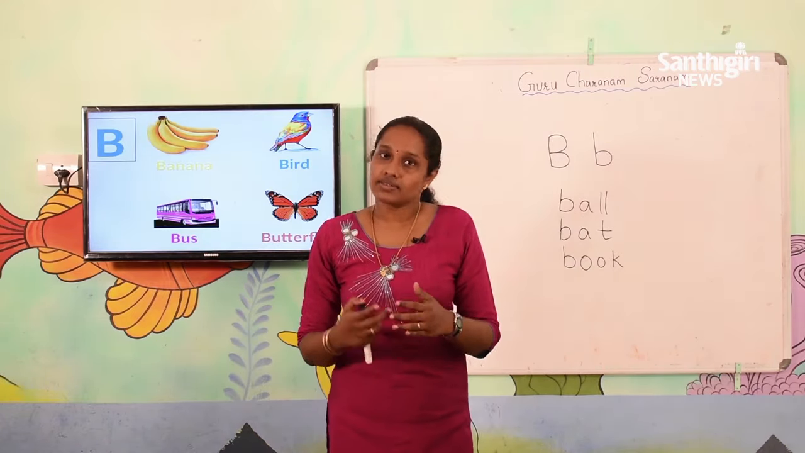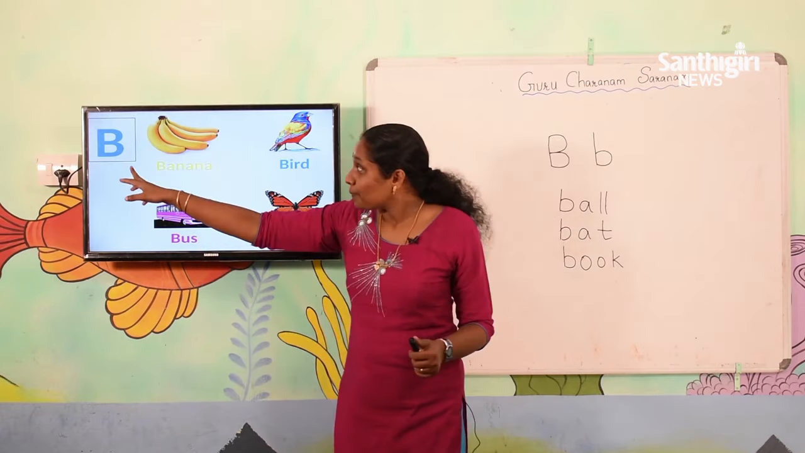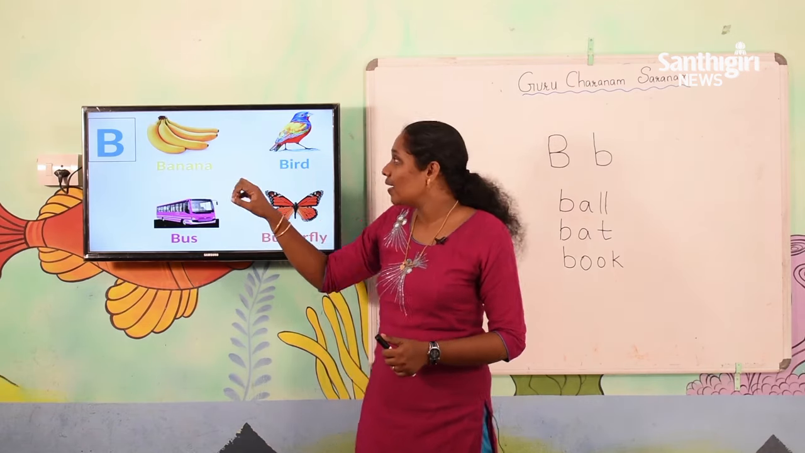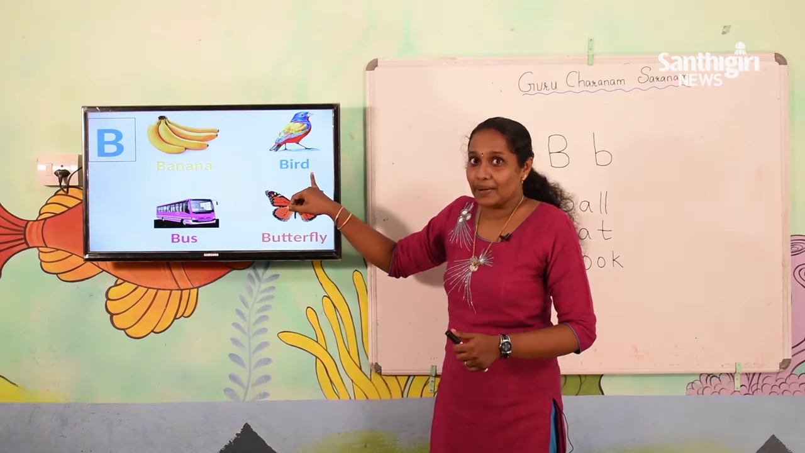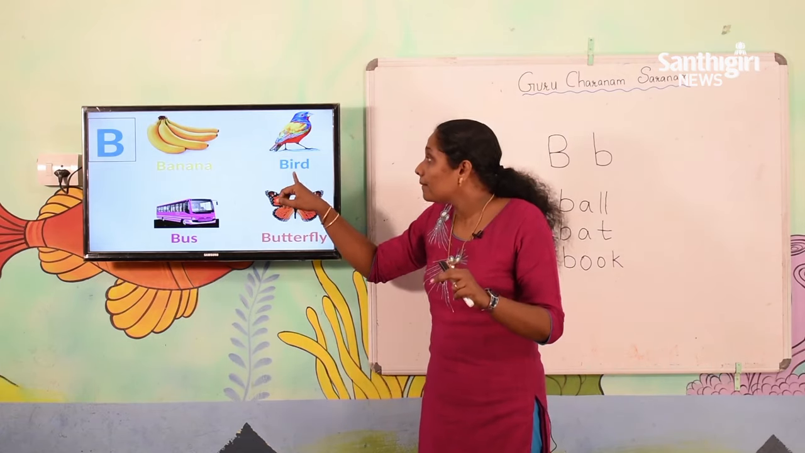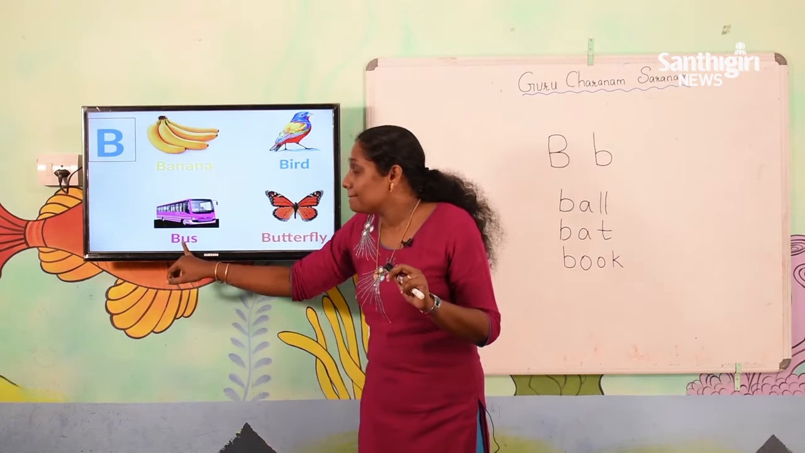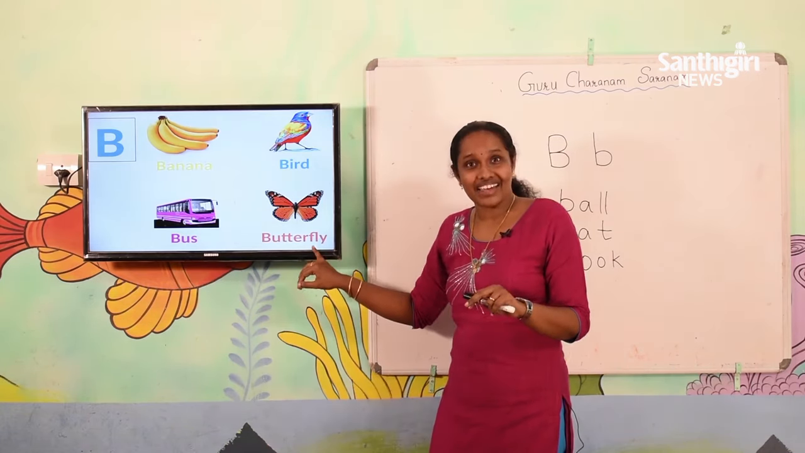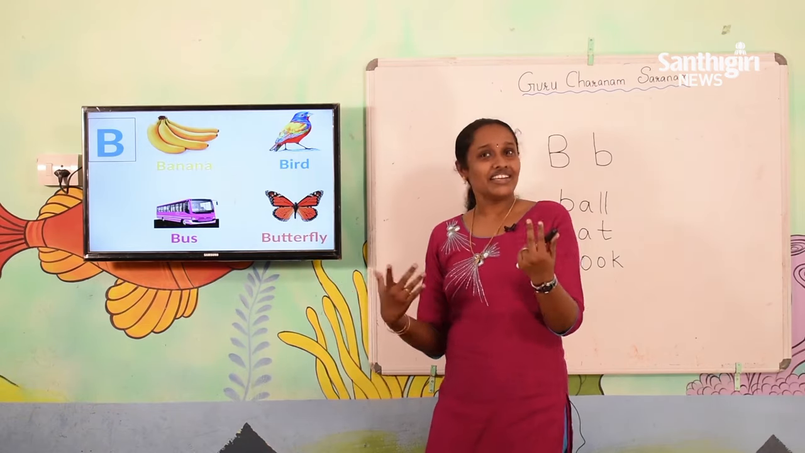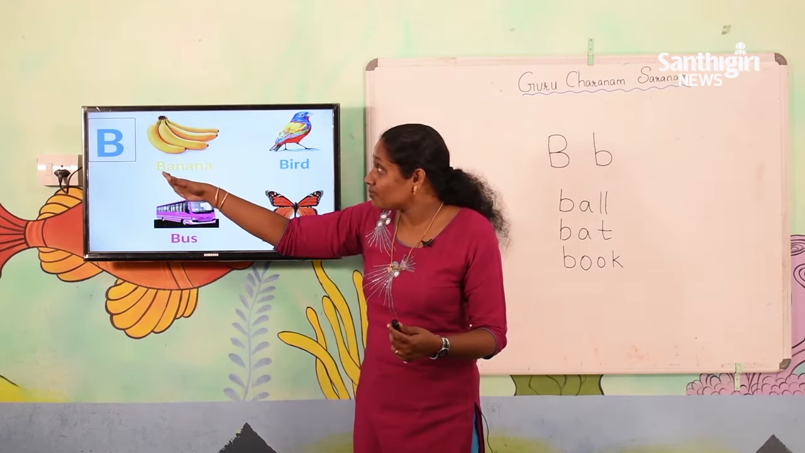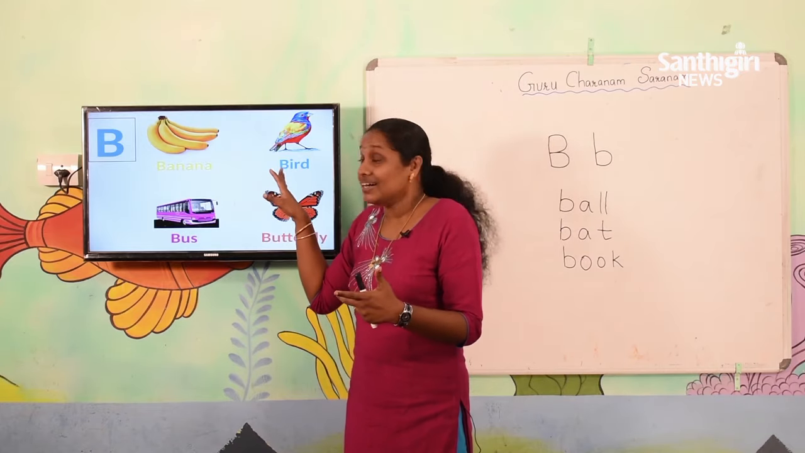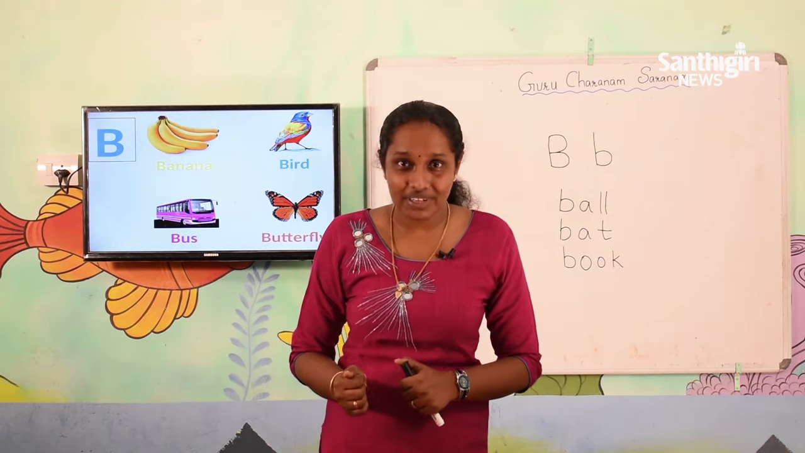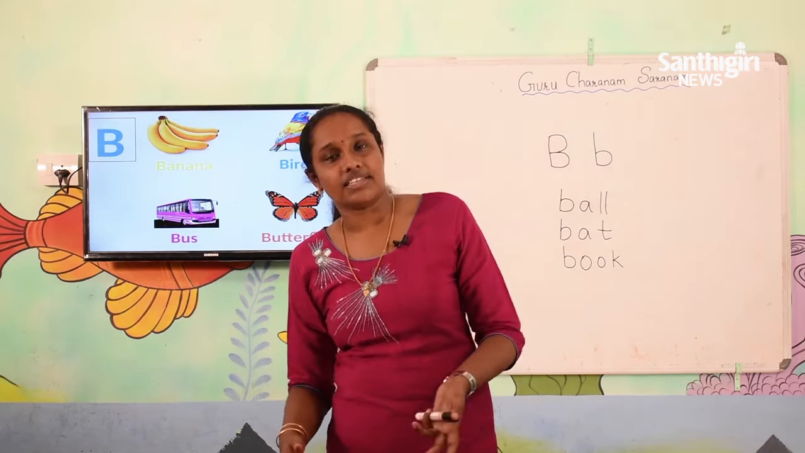We can see more words. B. Banana. B. Bird. B. Listen to the sound. First sound. B. Bird. Bus. Butterfly. What do you hear, the sound for banana? B. Bird. Okay. The sound of B is B. Got it? Okay. We can see the next letter.